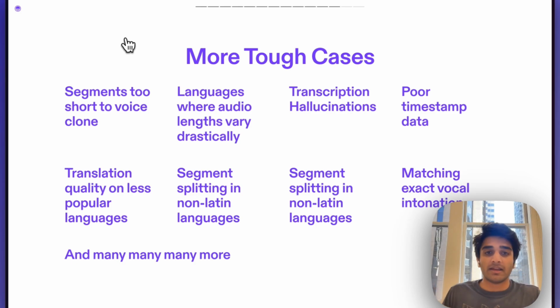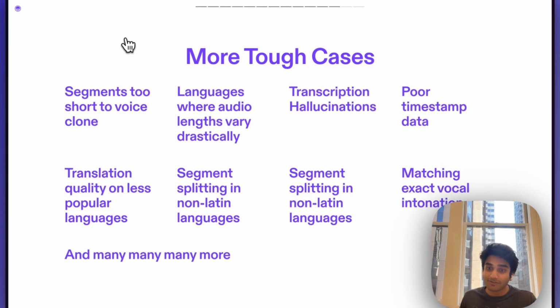And then obviously there are languages where the audio lengths vary drastically, right? You noticed that we were speeding up and slowing down to still match the timing of the video. But naturally, languages vary in spoken length, right? So the text to speech you're doing will be of different lengths. So how do you manage that problem without making it sound unnatural?